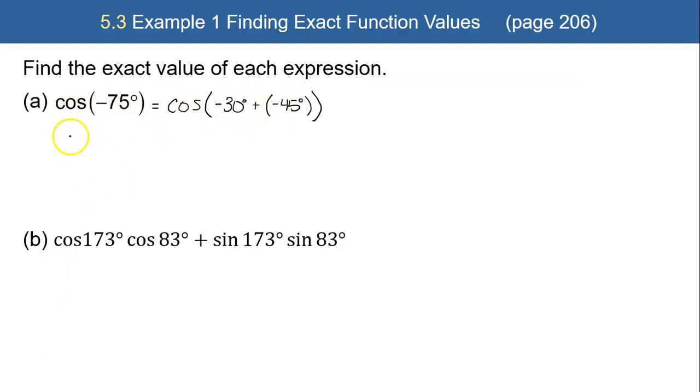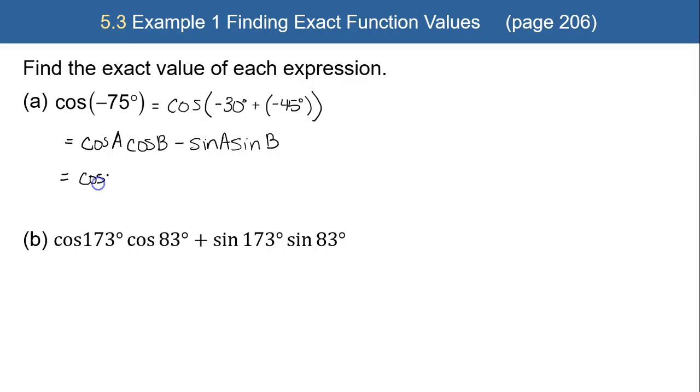So we are using cosine of A times cosine B, and this is minus sine A sine B. Okay, so now this is the identity I've written. Your angle A is this negative 30, and your angle B is this negative 45. So plug it all in at this point.